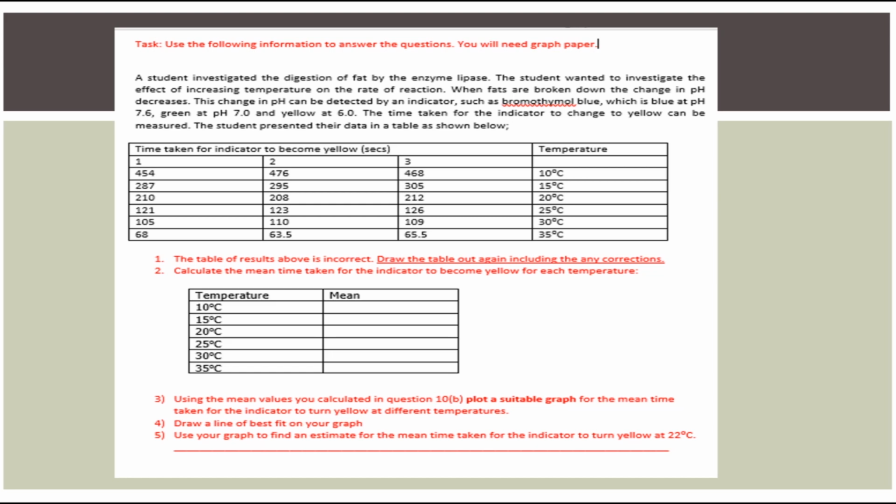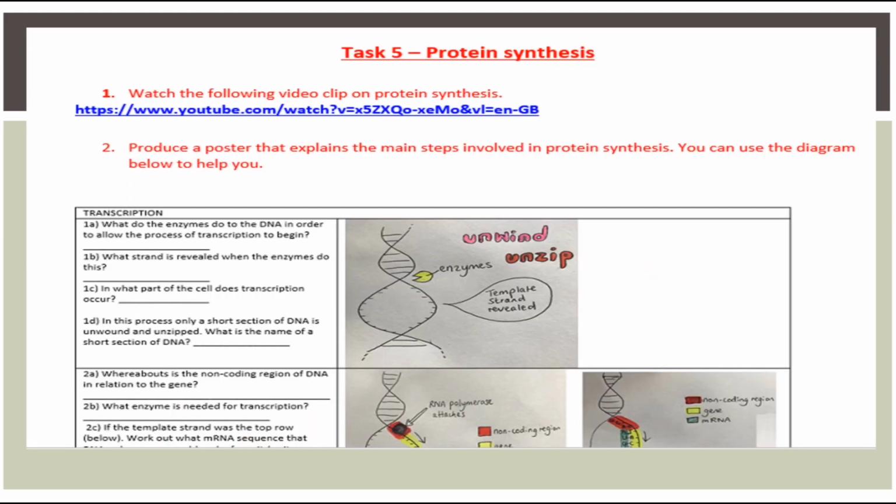Task 5, protein synthesis. Now what we'd like you to do is watch the following video clip, which is attached to the document, which hopefully you've been able to access. The reason why we've chosen protein synthesis is simply because different examining boards, OCR, Edexcel, AQA, all teach protein synthesis, we've found, in different levels of depth. So we've found students come to the course with different levels of knowledge, and therefore what we'd like you to try and do is learn the process of transcription and translation, which is protein synthesis, in the same level of detail so that everybody comes in with the same knowledge.